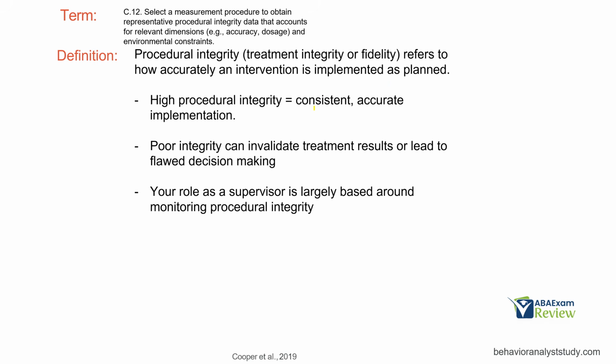So we want to maintain integrity as much as possible. And we do that through supervision and measurement and training. When we have high procedural integrity, we're looking at consistent, accurate implementation, which typically leads to good data and better decisions and better outcomes. Poor integrity can invalidate treatment results if we're thinking research, or it can lead to flawed decision making in a more applied setting. If you're making decisions based on data that were collected during a flawed treatment with poor fidelity, you're making data-driven decisions that aren't accurate. You're making it on poor data collected from poor intervention and poor measurement.